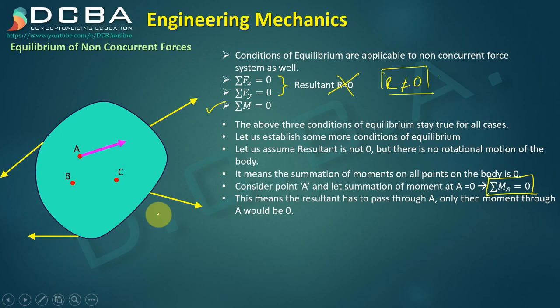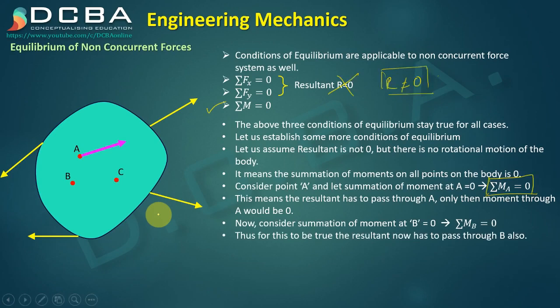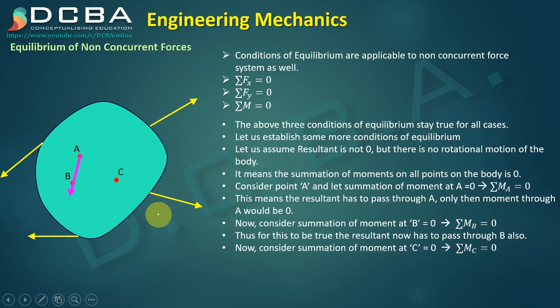Similarly, now if I consider that summation of moment at point B is equal to 0, I can say that my resultant again has to compulsorily pass through B, otherwise the summation of moment at B cannot be equal to 0. So we compulsorily pass our resultant through both the points A and B. Now third thing, I say that okay, now my summation of moment at C also has to be equal to 0, right? So I say summation MC is 0. Now compulsorily my resultant has to pass through C also.